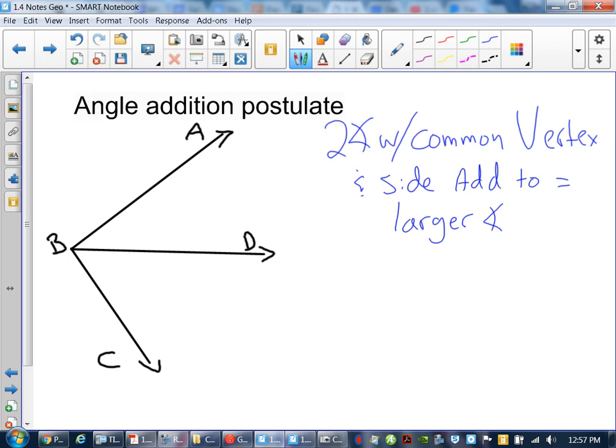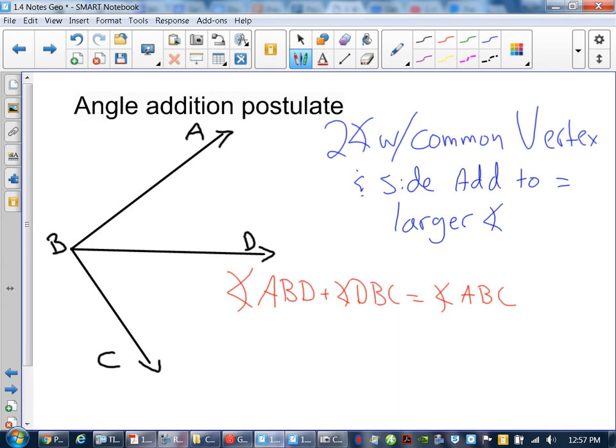Okay. So, what are the two smaller angles here that make up the big one? Well, ABD and CBD or DBC, either one is fine. So, like yesterday when we had two small segments, XY plus YZ equaled XZ, today we'll say that it's going to be angle ABD plus angle DBC equals angle ABC.